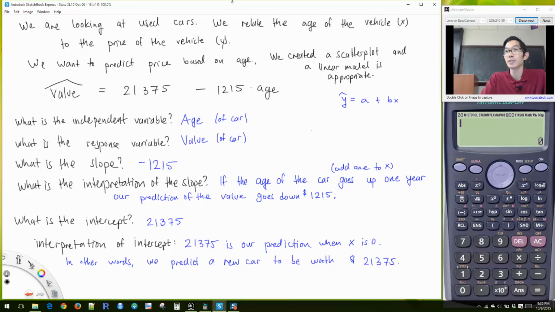How many chapters will we go through before the midterm? We'll get through chapter 6. Okay. The midterm covers 1 through 6.